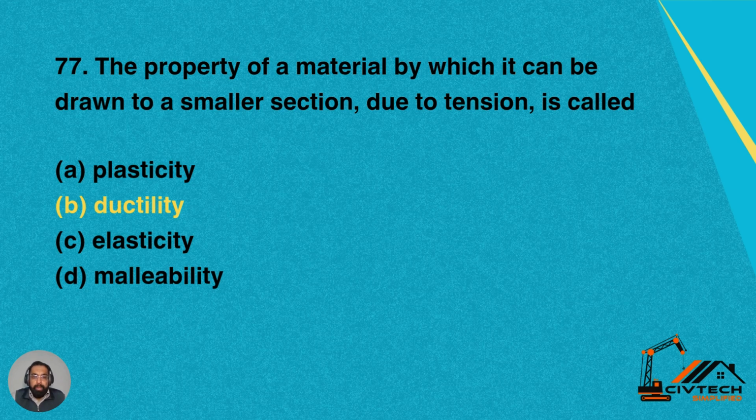Question 77. The property of a material by which it can be drawn to a smaller section due to tension is called. Option A, plasticity, option B, ductility, option C, elasticity, option D, malleability. So the property of the material by which it can be drawn into various small sections is ductility. Option B is the correct answer for this question.